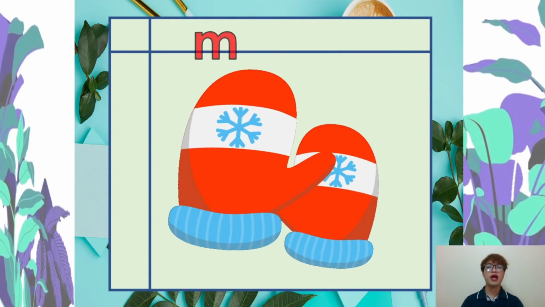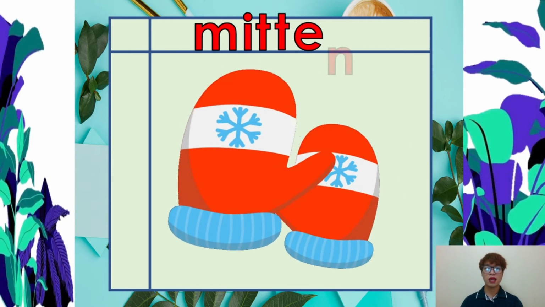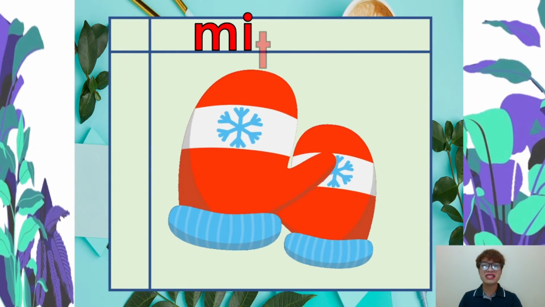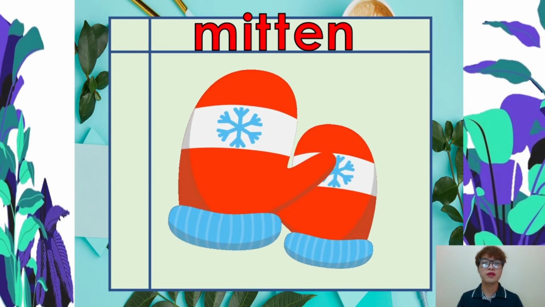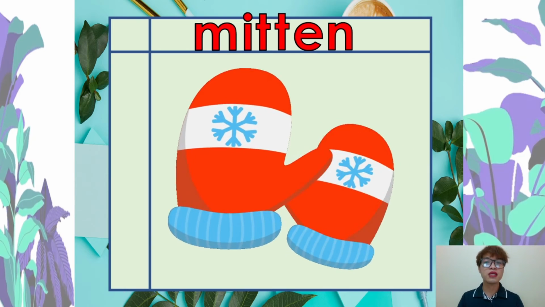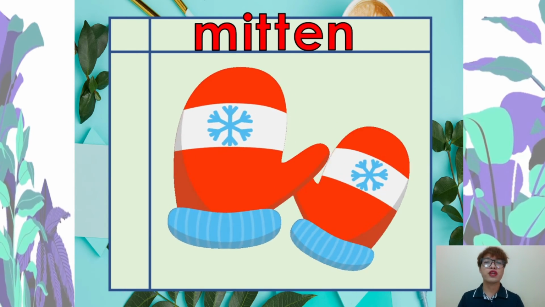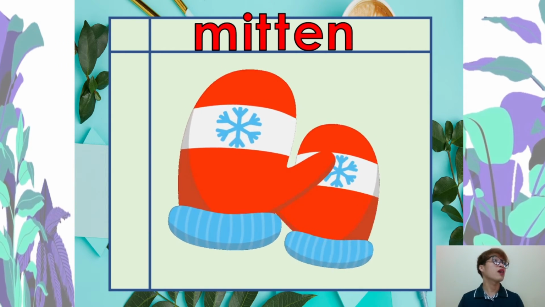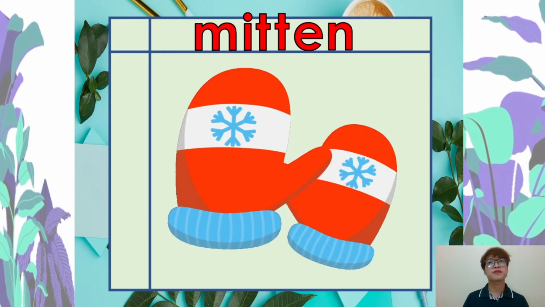We have here a mitten. Mitten. M-I-T-T-E-N. Mitten. Again, M-I-T-T-E-N. Mitten. Again, M-I-T-T-E-N. Mitten. Very good. What is it? It's a mitten. Again, it's a mitten. Very good.